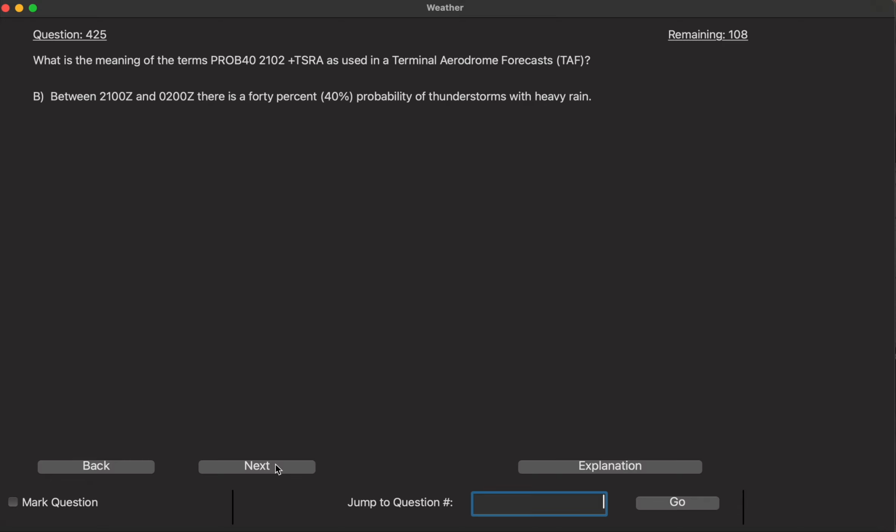What is the meaning of the term PROB40 2102 plus TSRA as used in a TAF? Between 2100 Zulu and 0200 Zulu, there's a 40% probability of thunderstorms with heavy rain.